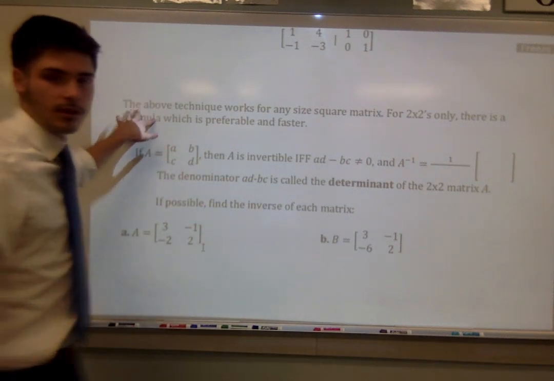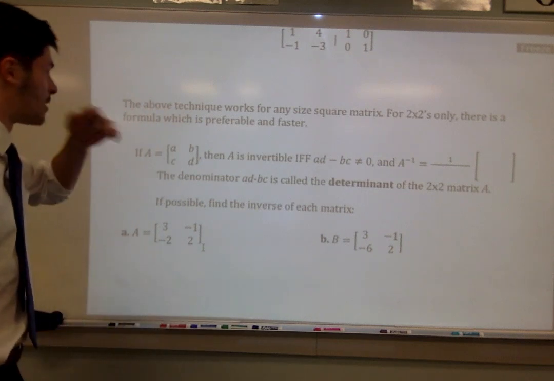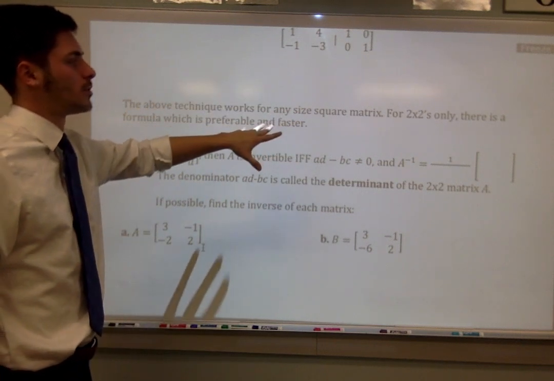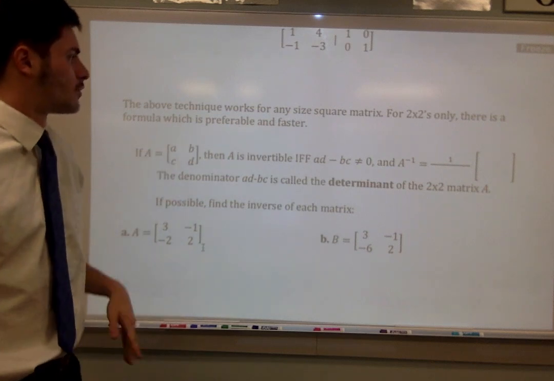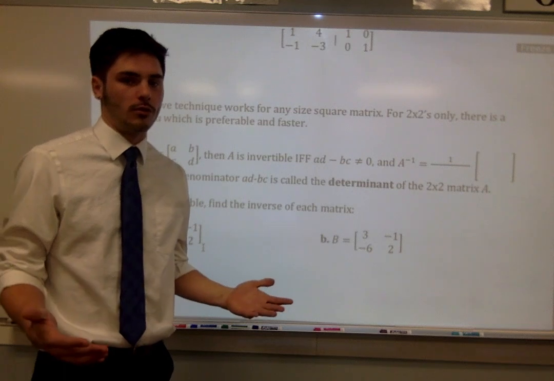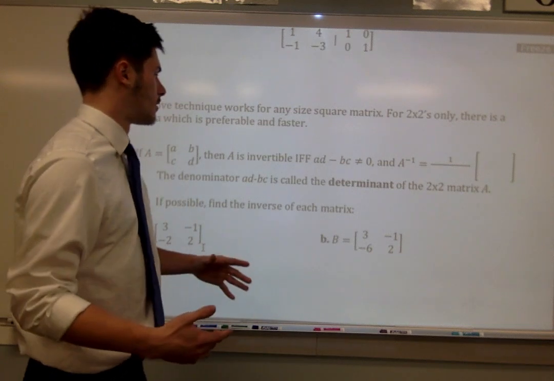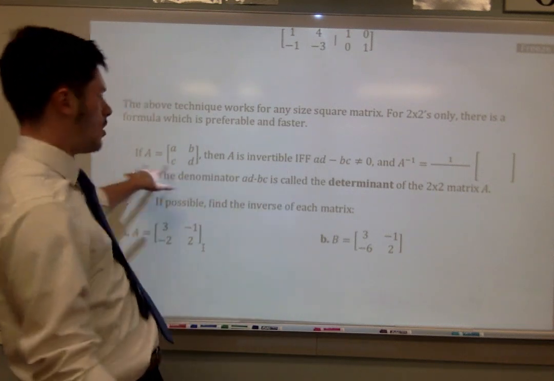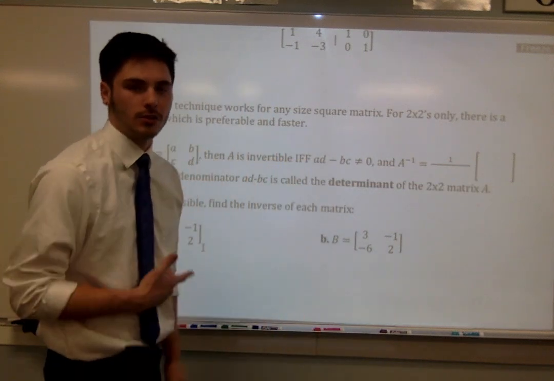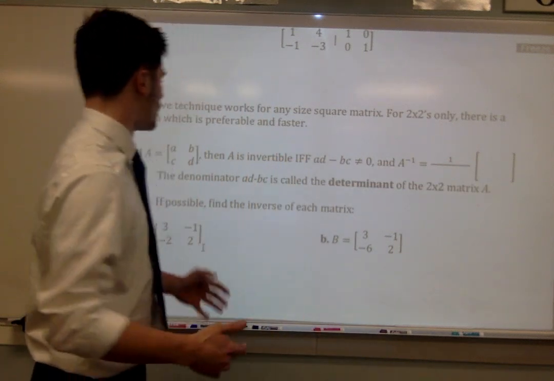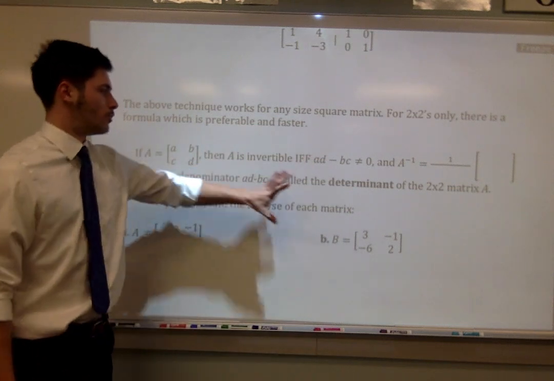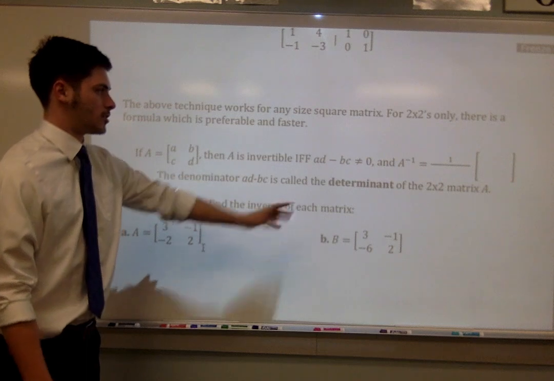We have here the caption of the previous slide. The above technique works for any size square matrix, not for 2 by 2's only. There's a formula which is preferable and faster. And this might be like, oh, how is this preferable and faster? But that's only when we look at all of this. When we truly use this formula, we'll see that it's actually easier. So that's what I'm doing in this video. I'm just going to pick apart this whole proof slash conjecture here.